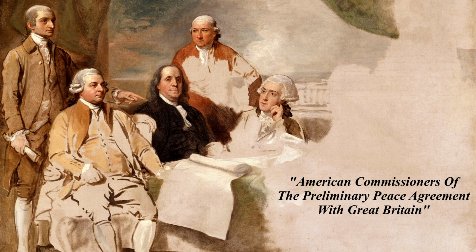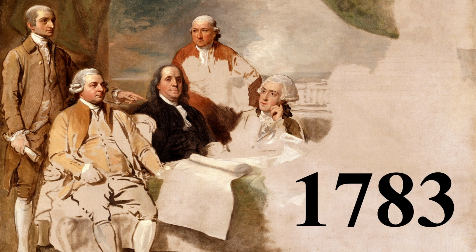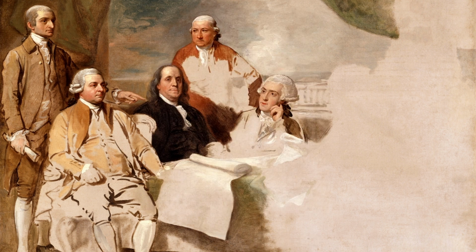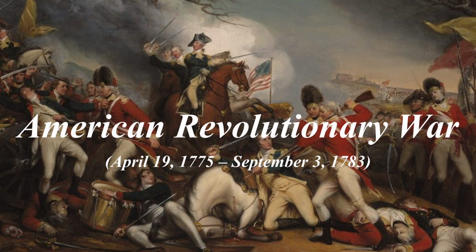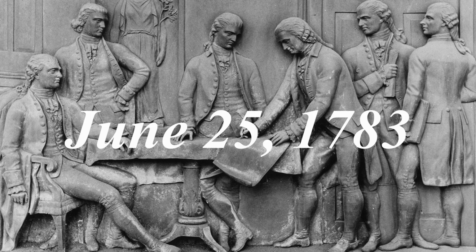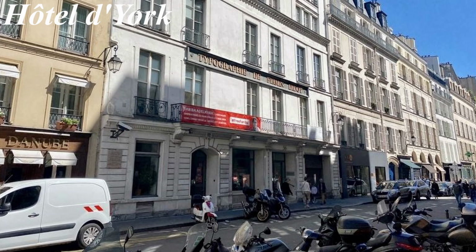American Commissioners at the Preliminary Peace Agreement with Great Britain, commonly referred to as the Treaty of Paris, is an unfinished painting created in 1783 by British-American artist Benjamin West. The artwork depicts the United States delegation involved in negotiating the Treaty of Paris, which officially concluded the American Revolutionary War. The peace negotiations commenced in Paris on June 25, 1783, and the treaty was formally signed on September 3rd at the Hotel York located at 56 Rue Jacob.